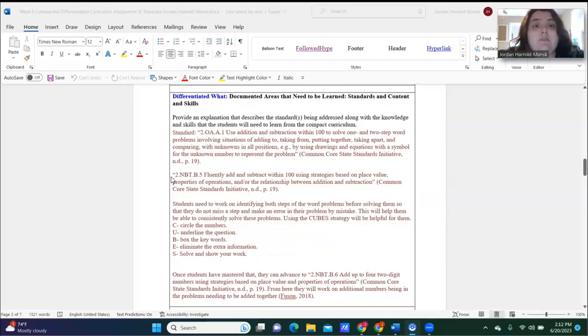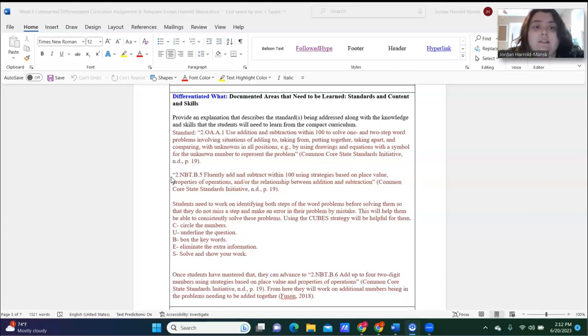For what will need to be differentiated, the main skill students still need to work on is learning to identify the 2 different steps in the two-step word problems. A strategy that can be helpful with this is the CUBES strategy. In CUBES, C stands for circle the number, U is for underline the question, B is for box the keywords, E is for eliminate extra information, and S stands for solve.